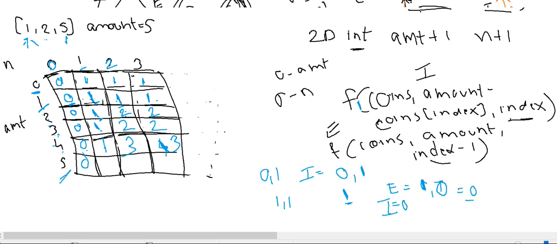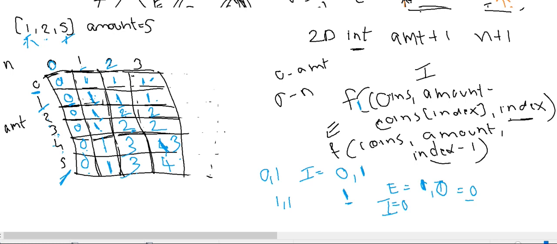Here amount is 5, index 1. So 5 minus 1 is 1. So 1, the 1 and 0. So that will be 1. Here amount is 5. 5 minus 2 is 3. So 3, third row, 2 plus 1 is 3. 5 minus 5 is 0. So 0th row, which is 1 plus 3, which is 4.